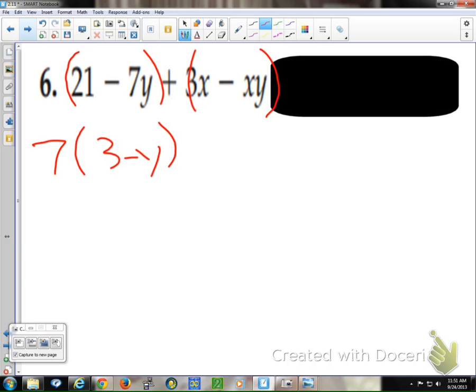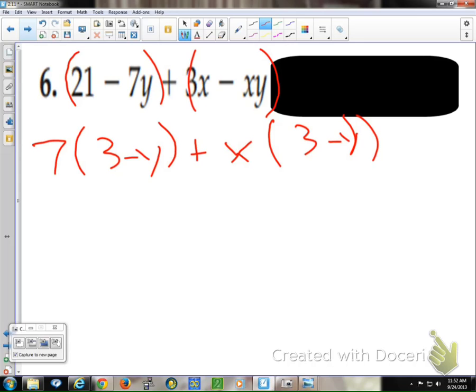What's going to factor out of the second one? What's the only thing those 2 pieces have in common? X. So keep your same sign, plus we're going to factor out an x. Now if I take an x out of both of those, what am I going to be left with? 3 minus y. Yes, 3 minus y.